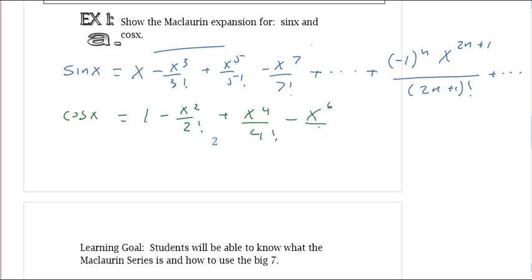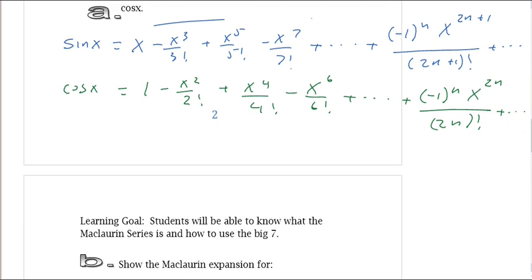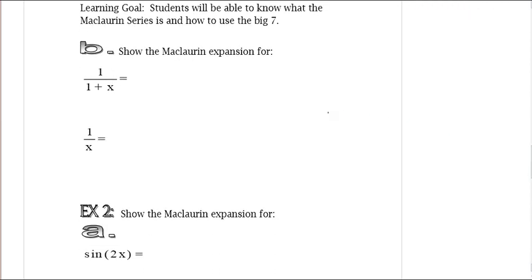Minus x to the 6 over 6 factorial plus dot dot dot plus, okay, it alternates, so negative 1 to the n. And then here it's even, so it's just going to be x to the 2n power over 2n factorial plus dot dot dot. Okay, so I know I'm making this look easy. You will too if you practice. The next one, from memory, it's 1 minus x plus x squared minus x cubed plus dot dot dot plus negative 1 to the n power. And it looks like they're just going up in degrees, so x to the n plus dot dot dot.